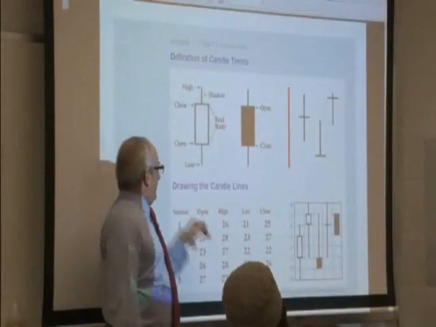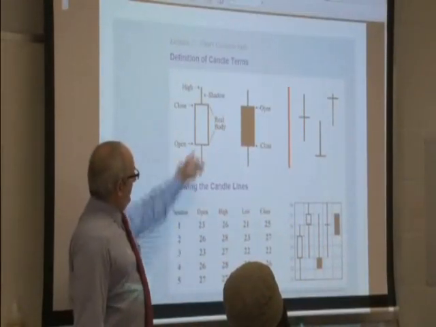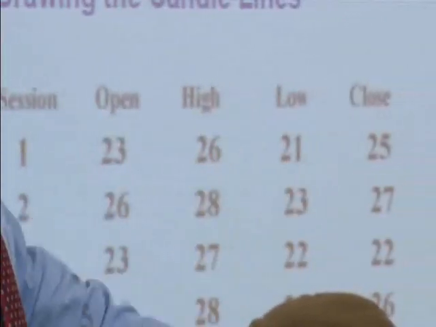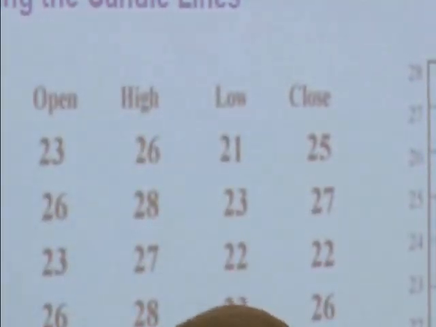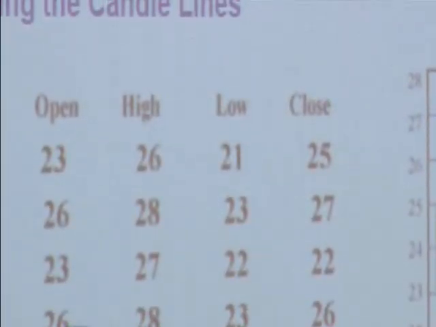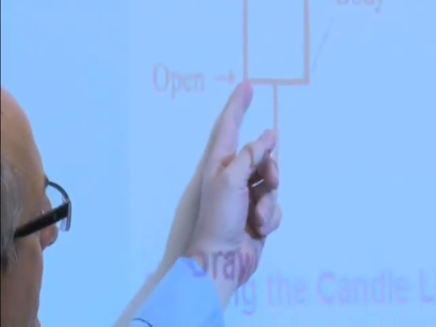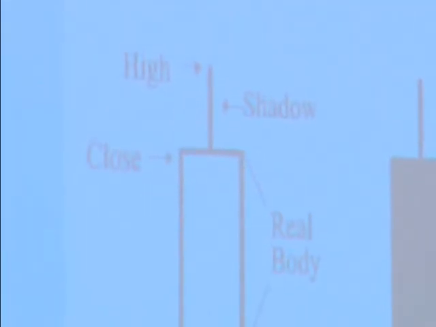So in any case, here are some examples. This first day, the stock opens at 23. It goes up as high as 26. It trades as low as 21, and it closes at 25. So on the bar chart, you'd put a little left-hand line for the open, and you'd put a little right-hand line for the close, and you'd connect the high and the low. That would get you the bar chart.